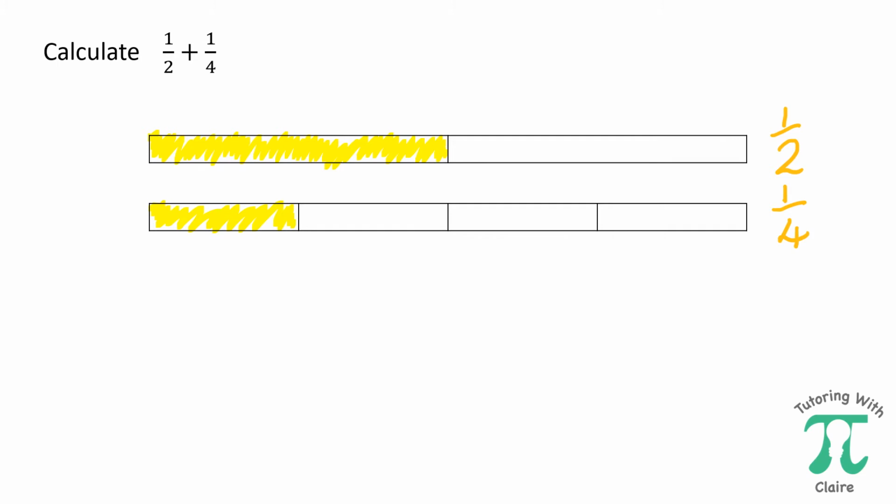Now clearly we can't just add how many sections we've coloured in again because the bars are different lengths. However, we can actually split the top bar into 4 equal parts, and now we can see that 2 of the quarters are shaded in. So if we count how many quarters are shaded in total, there are 3 quarters shaded in, so 1/2 plus 1/4 is 3/4.